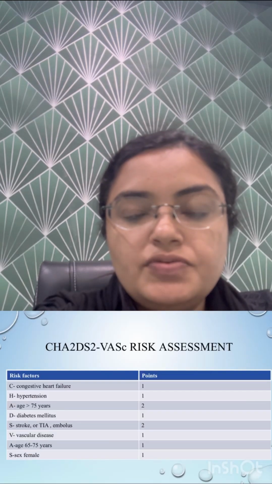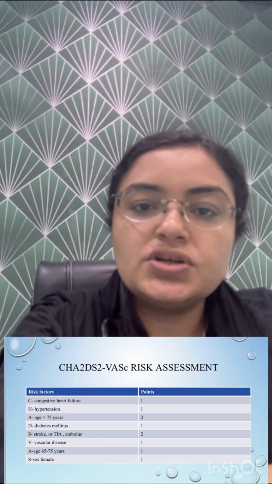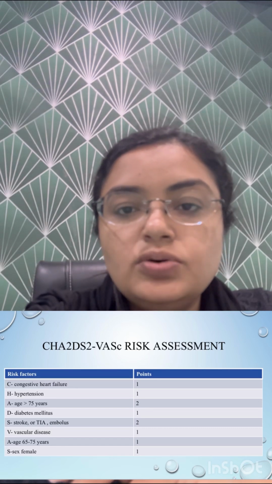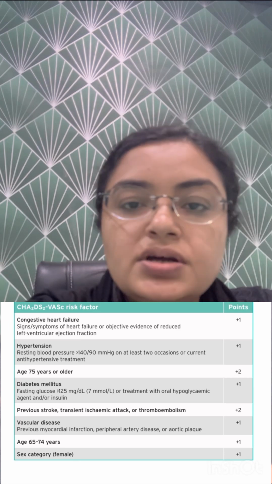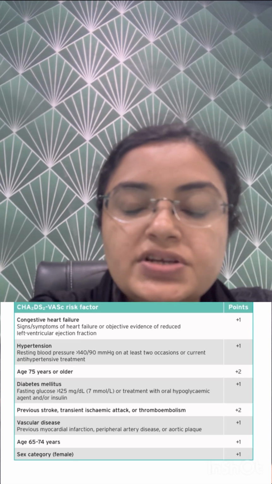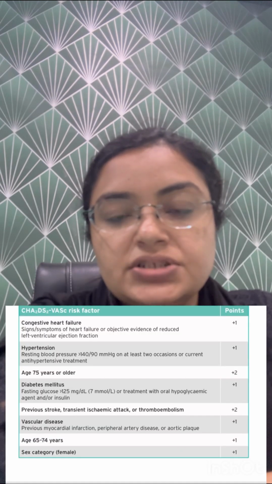Today in this video we will discuss the CHA2DS2-VASc score, the risk assessment tool for the risk of stroke in patients with atrial fibrillation. As we all know, there are basically three goals in the treatment of AF: rate control, rhythm control and stroke prevention. Out of these, we will discuss stroke prevention in atrial fibrillation, especially non-valvular atrial fibrillation.